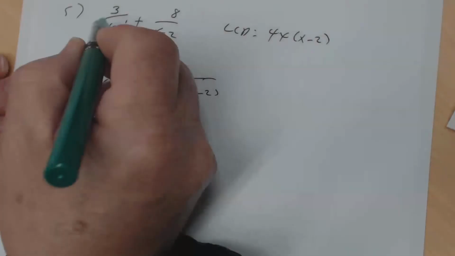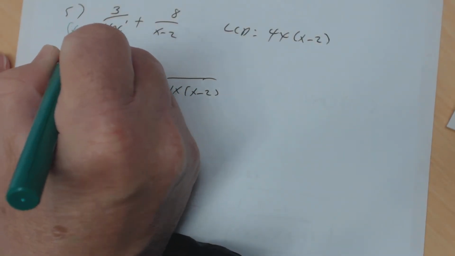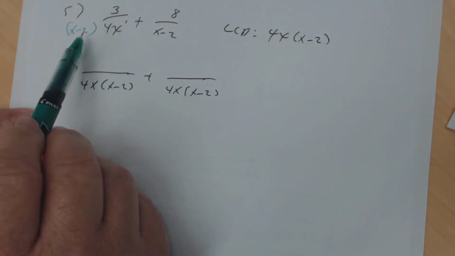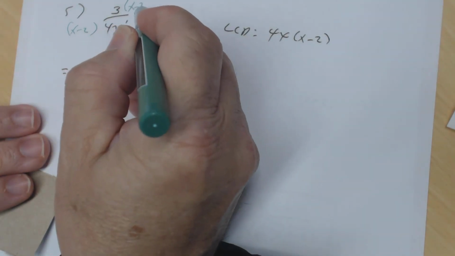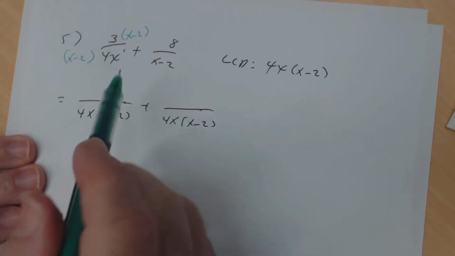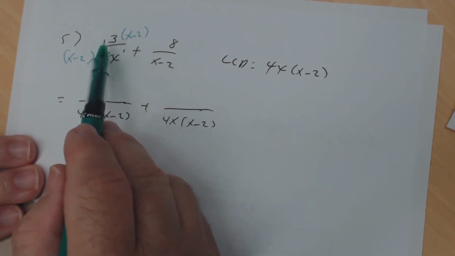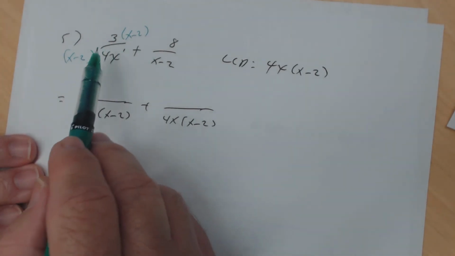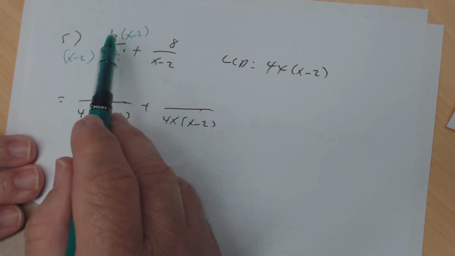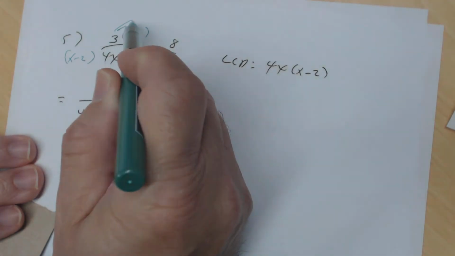So I'm going to multiply 4x by x minus 2. But what I do to the denominator, I have to do to the numerator. So I got to multiply this 3 by x minus 2. And it's a good idea to put the monomial in front of this binomial, because at some point you will distribute. You are going to have to distribute.